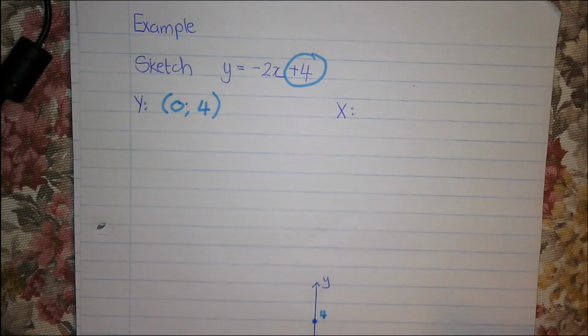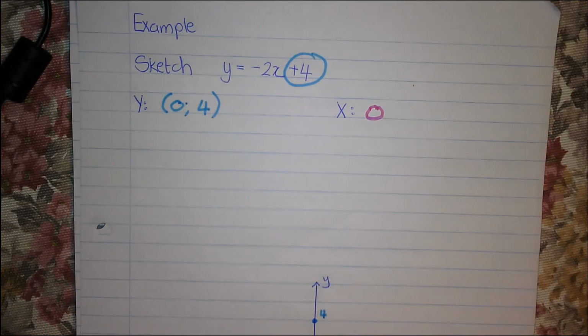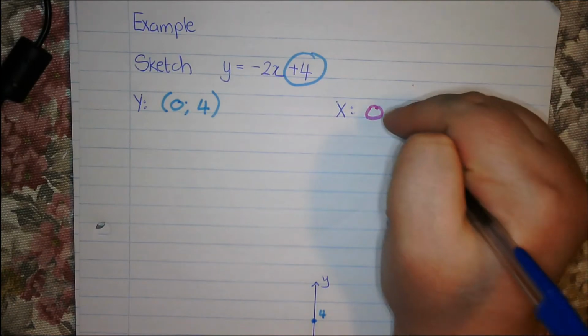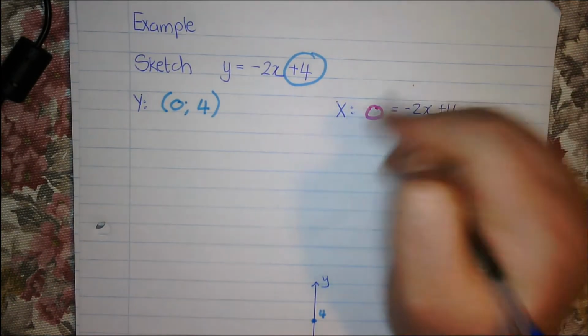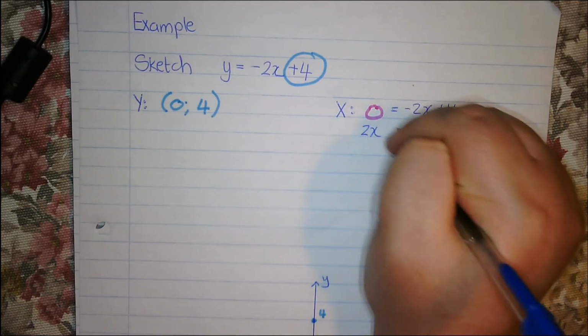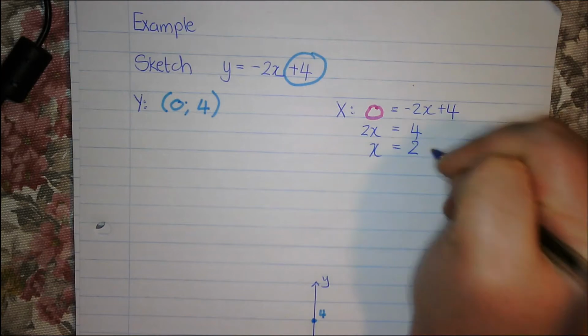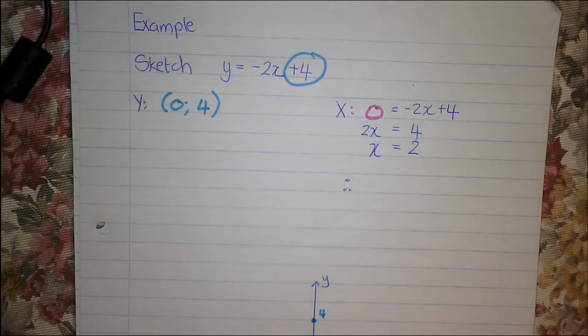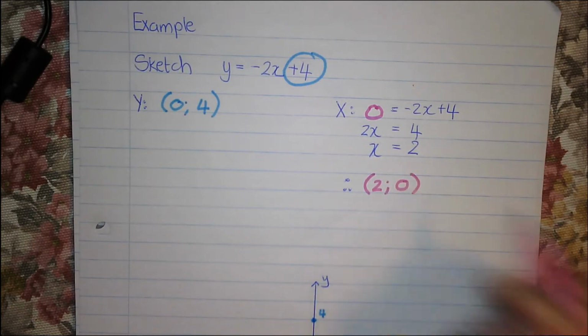And then for the x-intercept, we make y equal to 0. So 0 equals negative 2x plus 4. You get the negative 2x over, it becomes positive. Divide by 2 on both sides, that gives me 2. So the coordinate here, the x value is 2 and the y value is 0.